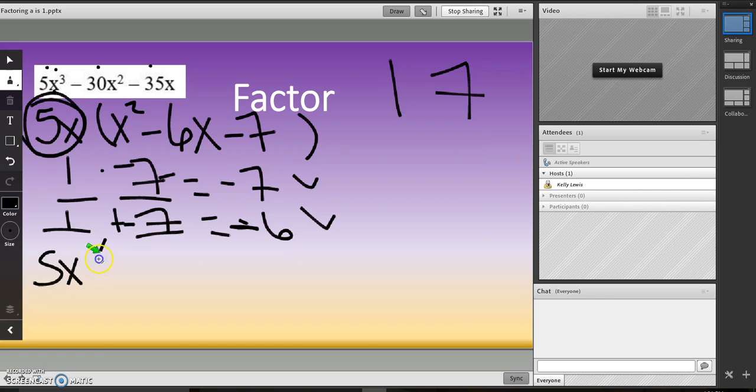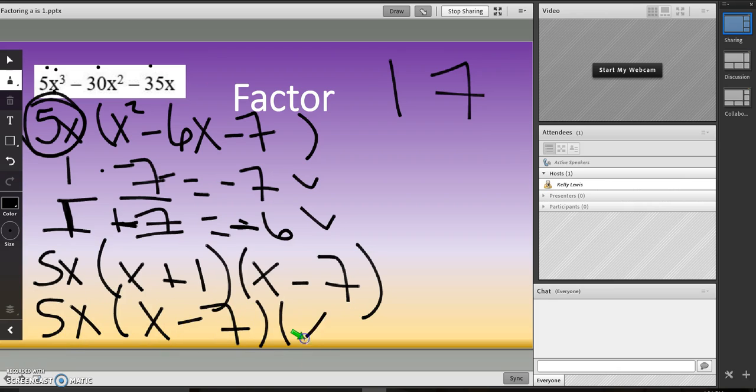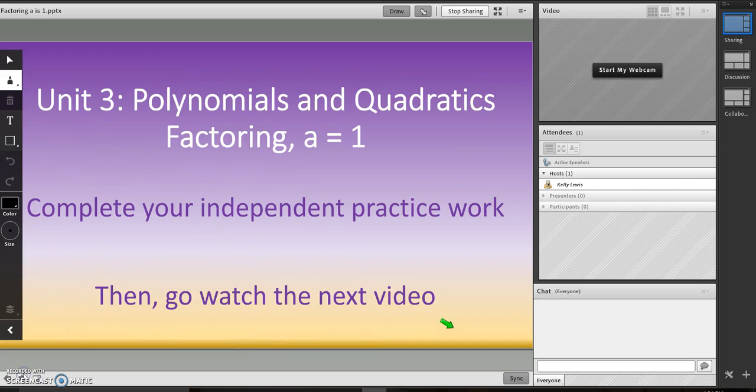So we have a 5x, and then (x plus 1), and then this was a -7, (x minus 7). And if you wanted to, you could write 5x and then (x minus 7)(x plus 1). Okay, so just be careful that you're putting together all the different kinds of factoring, taking out the GCF. But this has 3 terms, so we're not doing factor by grouping. All right, so that's factoring with the very first thing, where a equals 1.